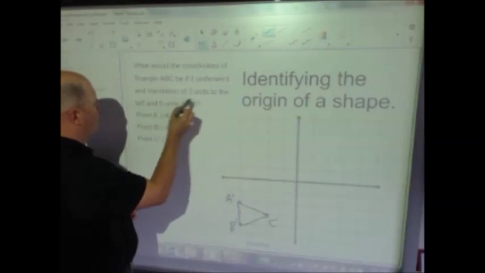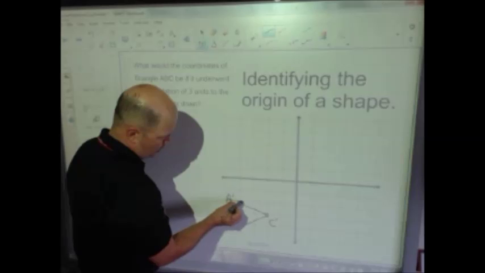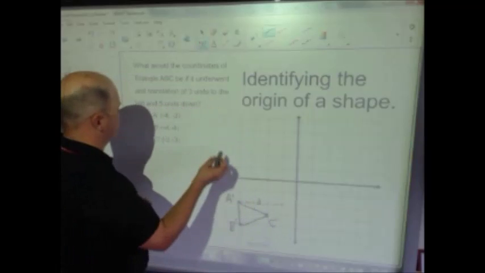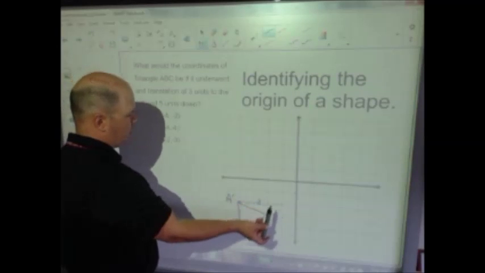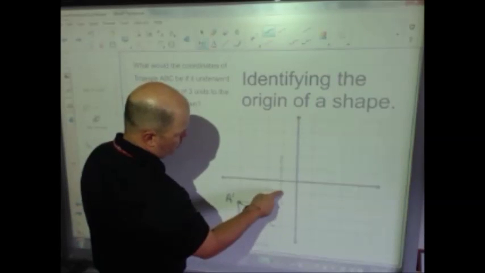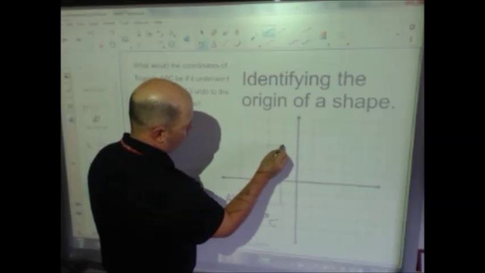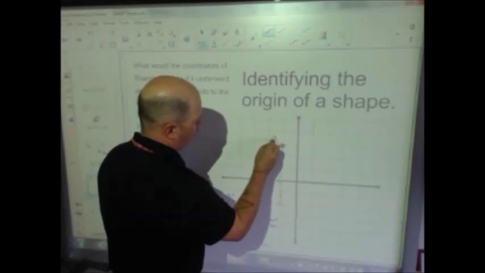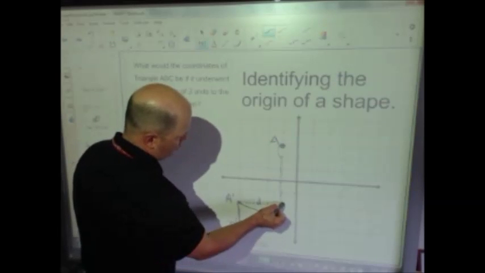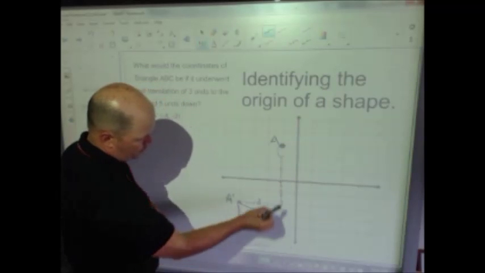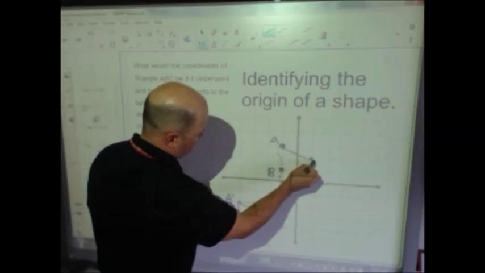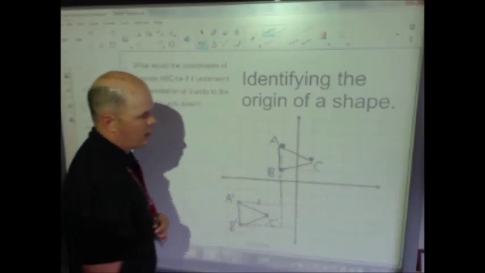So here I'm going 3 units instead of the left, I'm going to go to the right. 3 units to the right, and instead of going down 5 units, I'm going to go 5 units up because I'm undoing it. And here is my original point. I'm going to do the same thing with this guy. There's B, and C after I translate is going to end up right here. So there would be my original point.